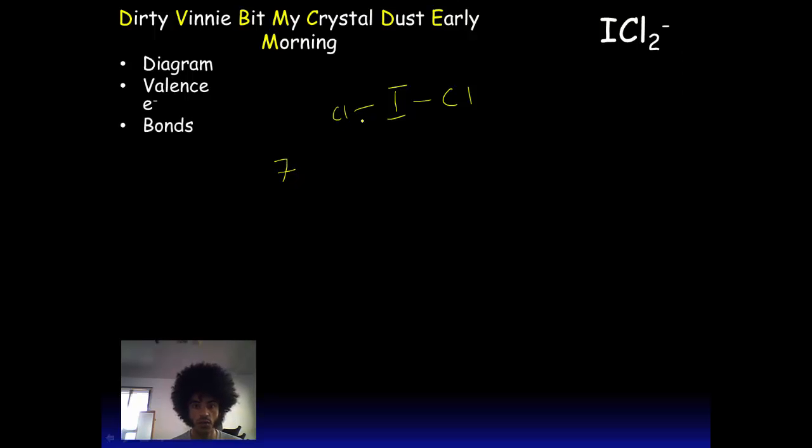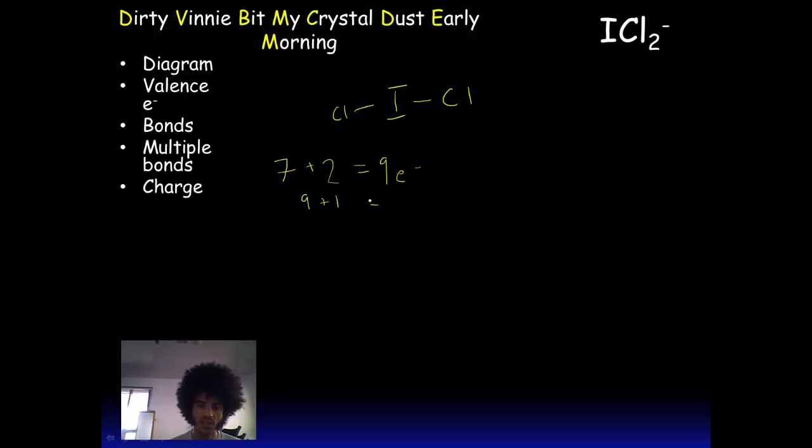And now I need to work out the number of bonds. Now it's got 2 bonds, so it's 7 plus 2, which equals 9 electrons. Now I need to take into account multiple bonds. There are no multiple bonds here from my understanding, so I'm going to leave that as 0. I now need to take into account charge. Now if you look at the charge over here, there's a minus, which means I have to add another electron. So 9 plus 1 equals 10 electrons. Next step is to divide for electron pairs. So I've got 10, I divide it by 2, and that gives me 5 electron pairs.